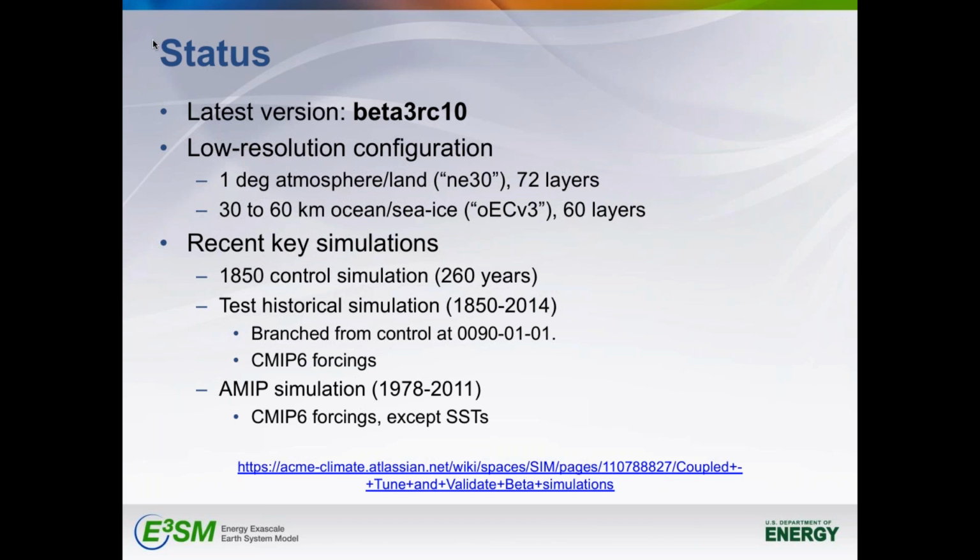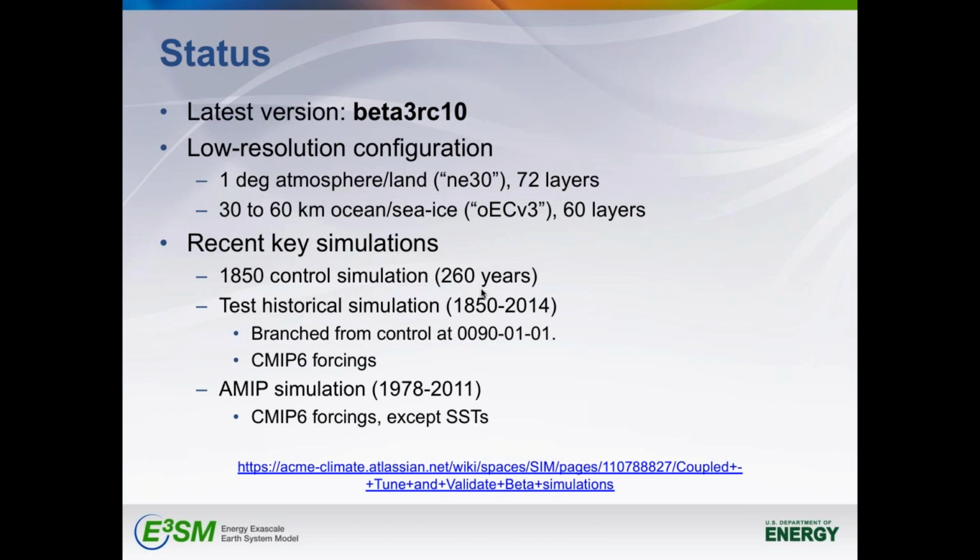So with that Beta 3 RC10 configuration, we have a number of recent simulations that we have performed. Most of them were performed just at the end of the NERSC allocation year, because we had an increase in allocation that we wanted to use up. So we have an 1850 pre-industrial control simulation. That one has gone up around 260 years.